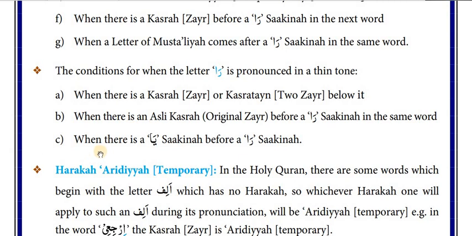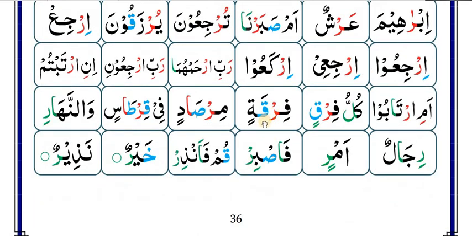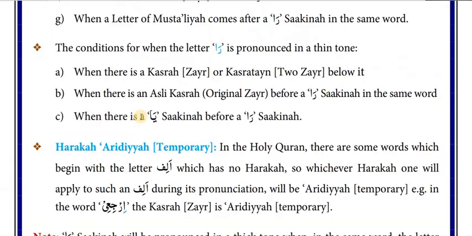And next definition: when a letter of musta'aliya comes after raw sakina in the same word, like this letter qaf, zabar qa. This is raw sakina, and this is qaf, a musta'aliya letter. When a musta'aliya letter comes after the raw sakina, you will read the raw in thick voice. I hope you have understood. And now more rules.